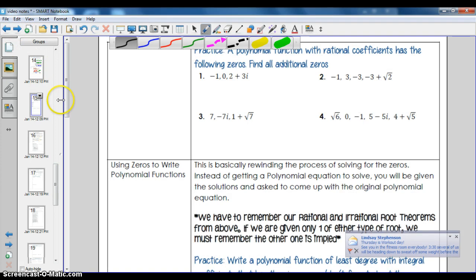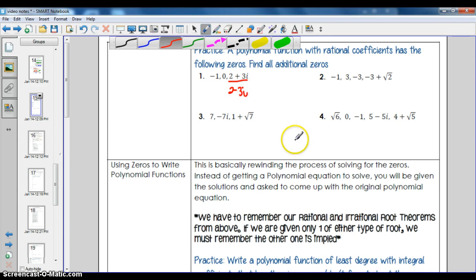So let's go ahead and do some practicing. We are going to write all of the zeros, so finding all the additional ones that are not represented. So we basically just look for those ones that have the square root or the imaginary sign. We also want to represent the other sign. So here we go. This one, 2 plus 3i, we want to represent 2 minus 3i as well. That one should also be in there.